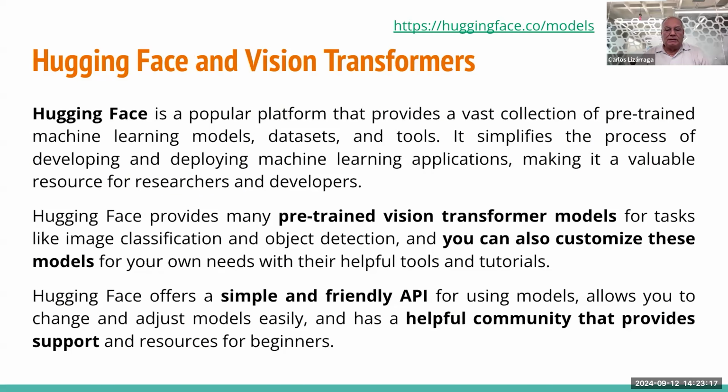Okay, and then having Hugging Face as a repository for vision transformers, Hugging Face will give us pre-trained vision transformer models for doing different tasks, and also we can customize these models. We can train them if we have the hardware to do them, and to access all the Hugging Face models, we just use our API to extract the information. Hugging Face also has a very large community of people that can give some support for people who are just starting in these tasks.